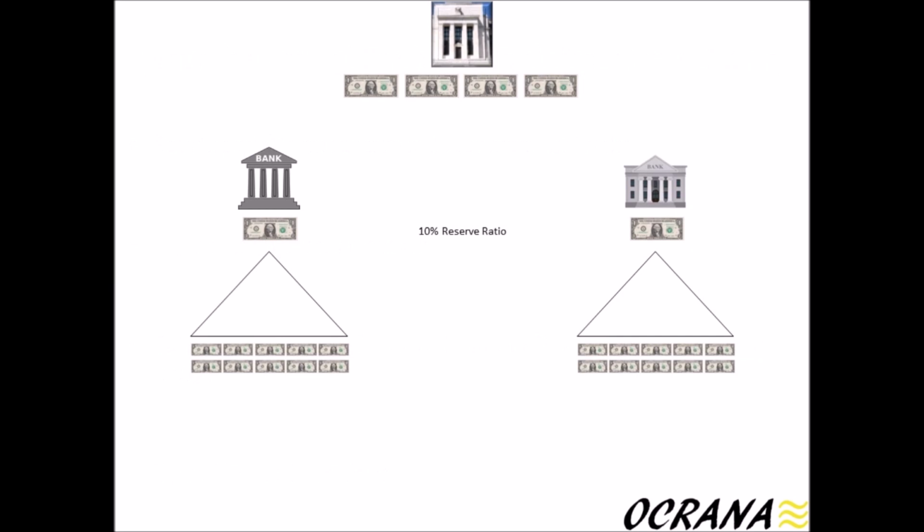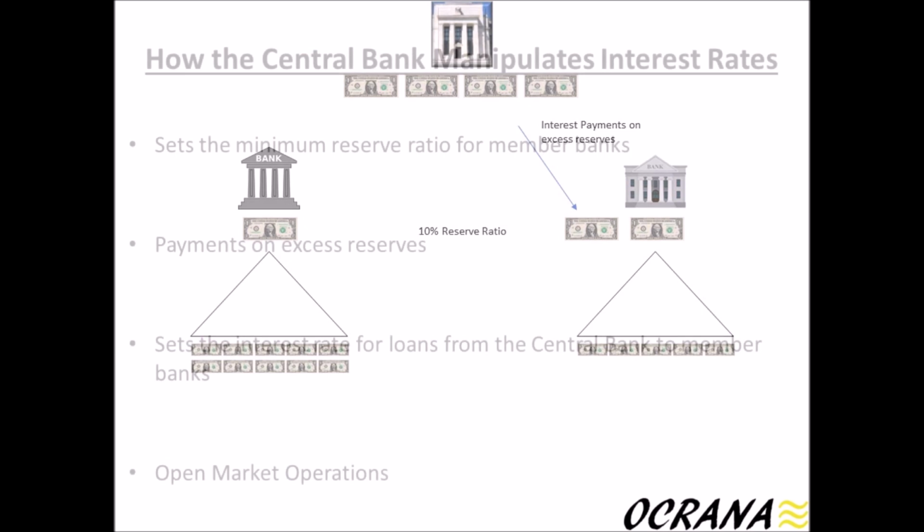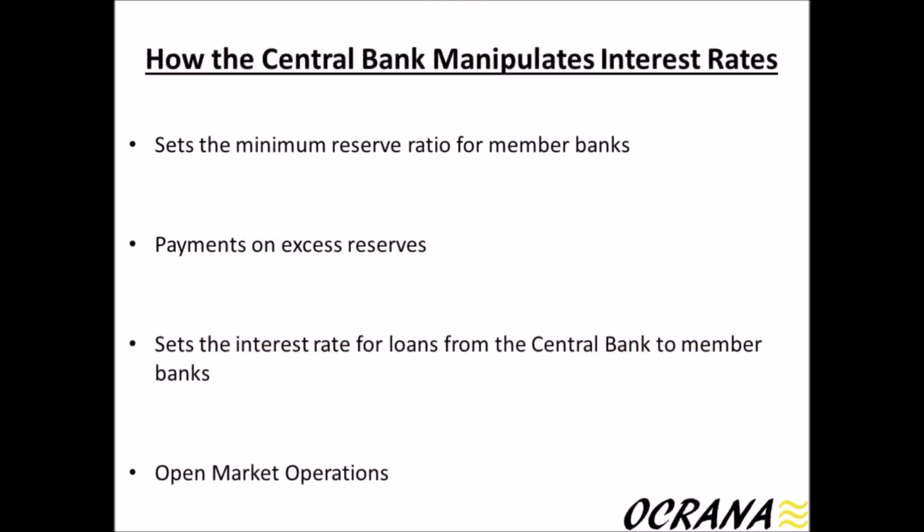Here the private banks are running on a 10% reserve ratio, and then one bank decides that it wants to have more reserves than what is required by the Federal Reserve. As a result of this, the central bank can make payments to the bank for its excess reserves in the form of interest payments. By changing the interest payments it pays on excess reserves, the central bank can influence interest rates in the economy.